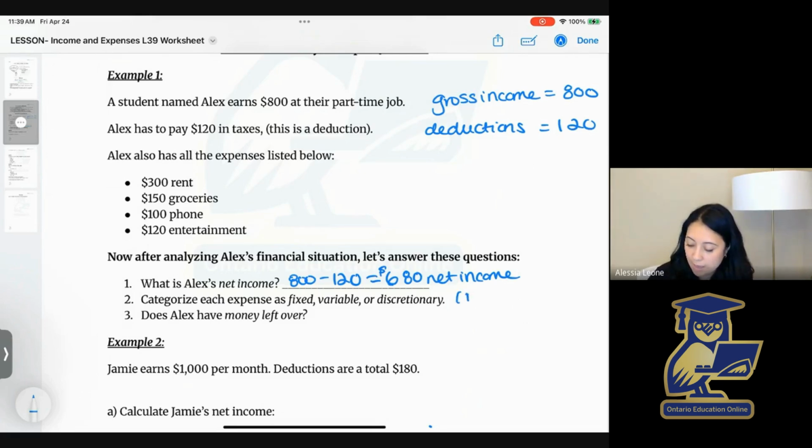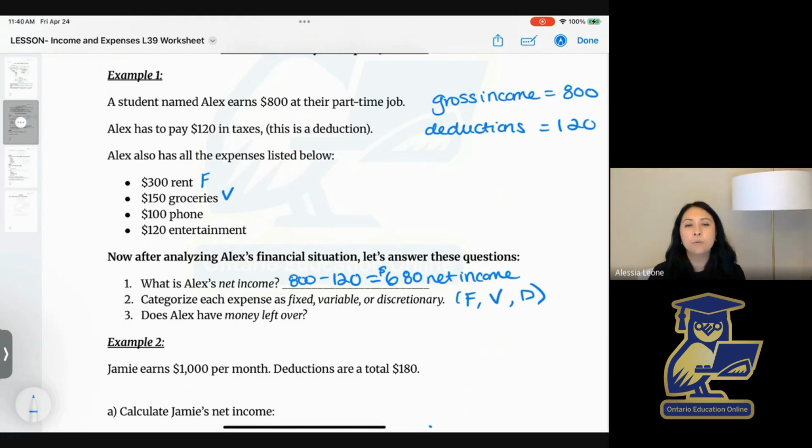Now we have to categorize his expenses as fixed, variable, or discretionary. So we will use F for fixed, V for variable, and D for discretionary. So rent does not change. That is a fixed expense. Groceries is variable. We know that changes.